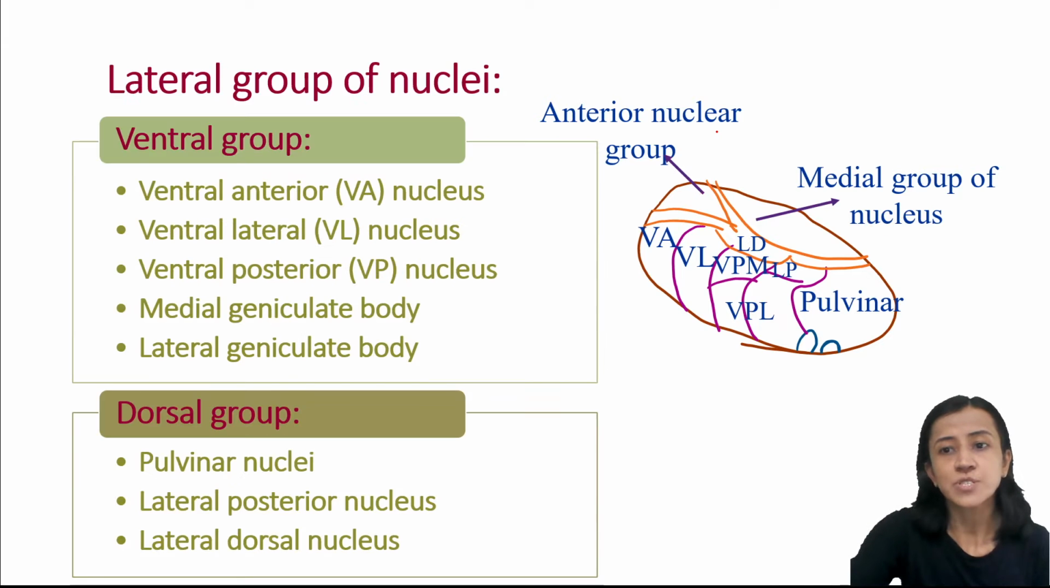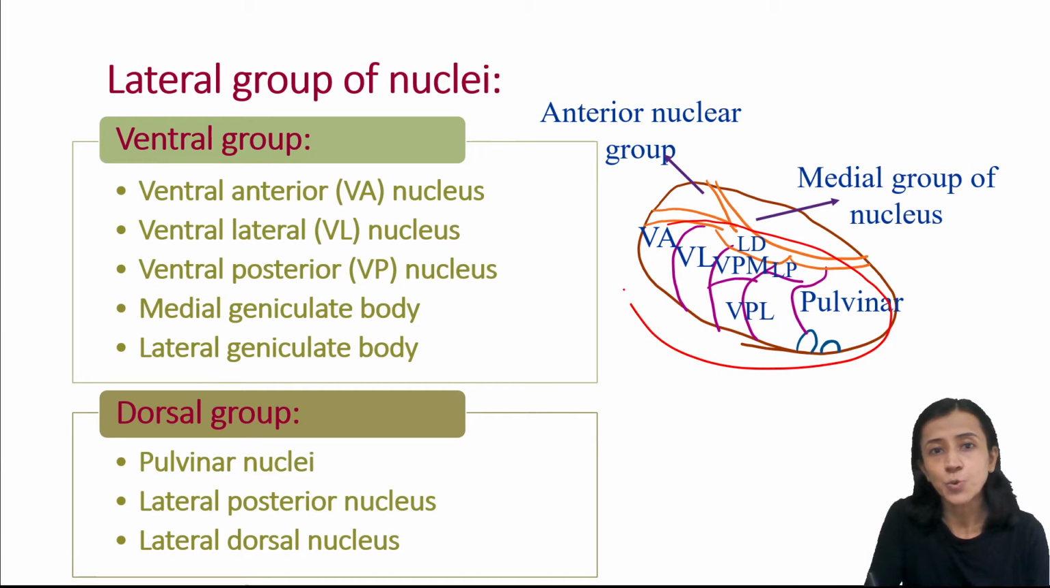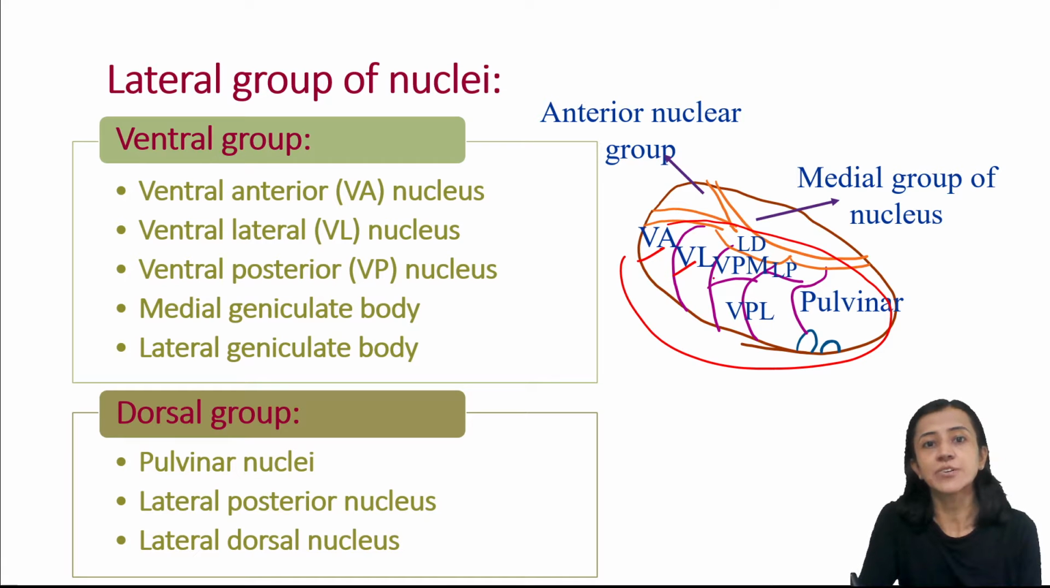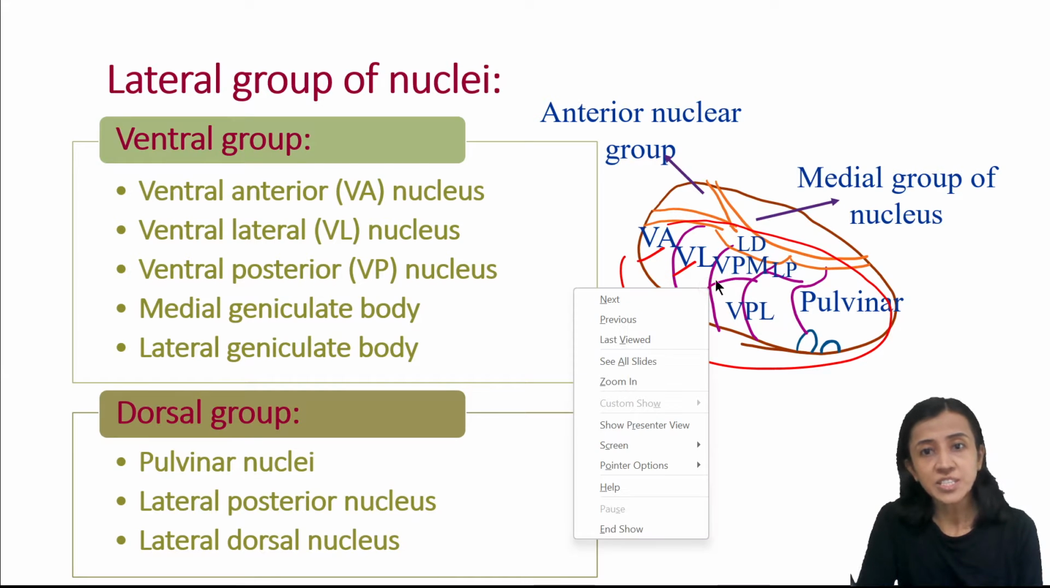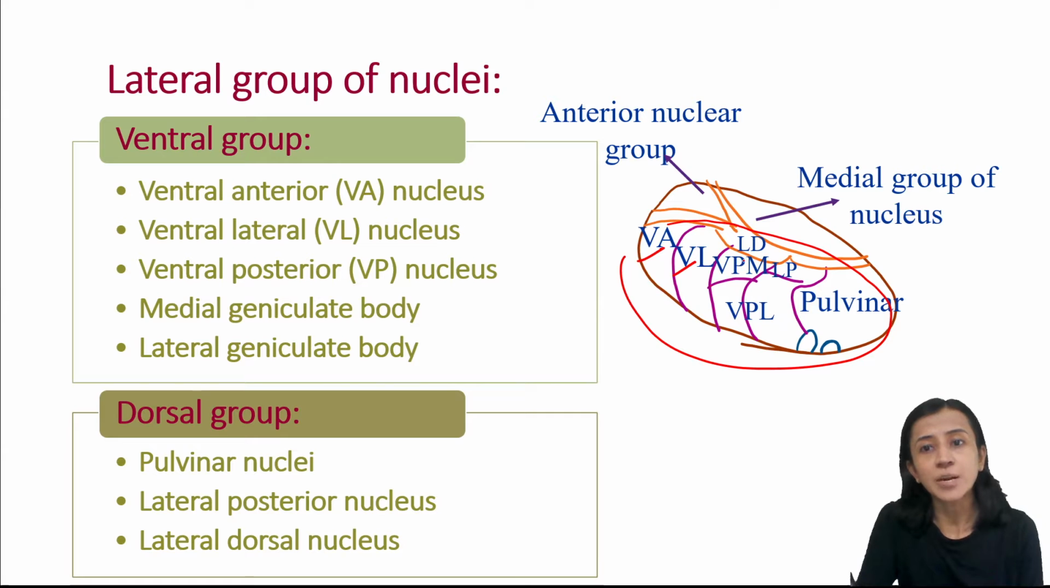Now we'll discuss. Suppose this is your lateral group, you can see here in the diagram. It shows the lateral group of nuclei. This lateral group is further divided into ventral and dorsal. This is ventral and this is dorsal. Ventral again has ventroanterior, ventrolateral and ventroposterior groups. Ventroposterior again is divided into ventral posteromedial and ventral posterolateral. And the dorsal group includes lateral dorsal, lateral posterior and pulvinar.